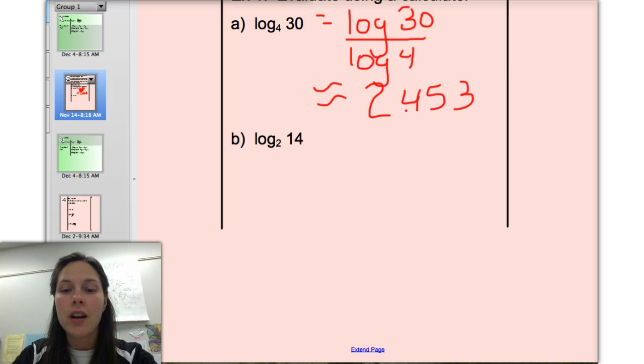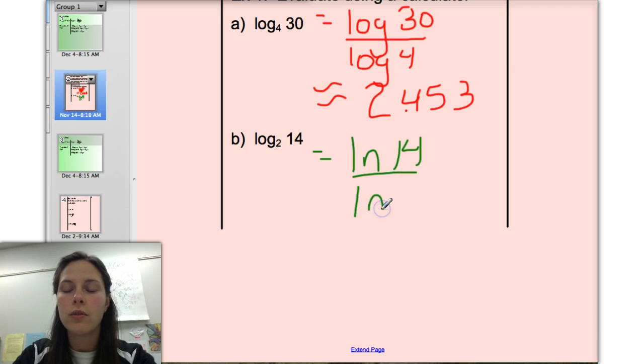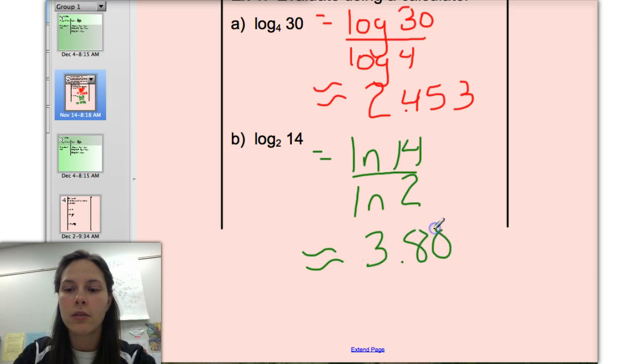So for our second one, I'm going to change it to the natural log. So it's going to be natural log of 14, 14 is higher in the original expression, over the natural log of 2, 2 is lower in the original expression. Punch that into your calculator and you get approximately 3.807.